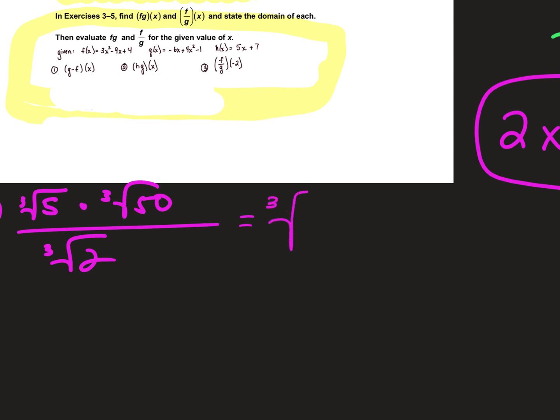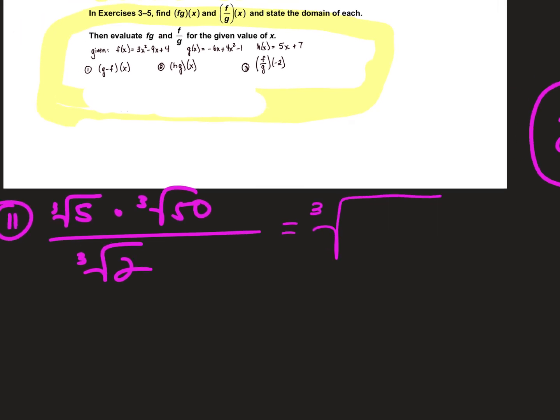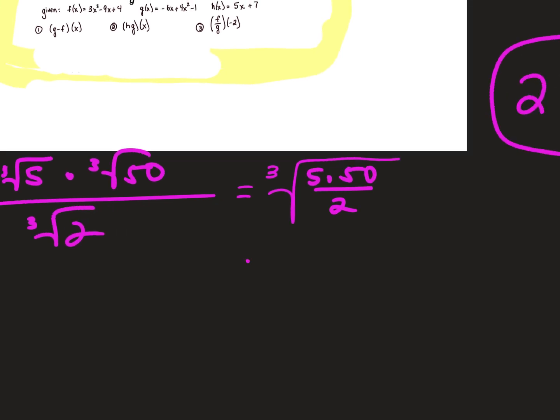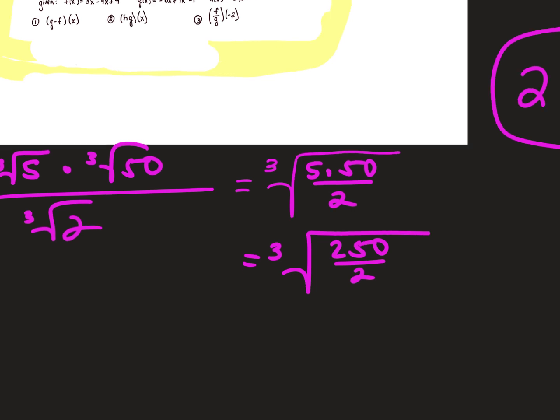Look, I'm going to rewrite this as the cube root of, what's on top? 5 times 50 divided by 2. This makes this problem a lot easier, guys. Simplify what's underneath first before you start trying to get the cube root of everything. If I simplify this, this becomes the cube root of, what's 5 times 50? 250, think about money, divided by 2. All right, you guys okay with that?